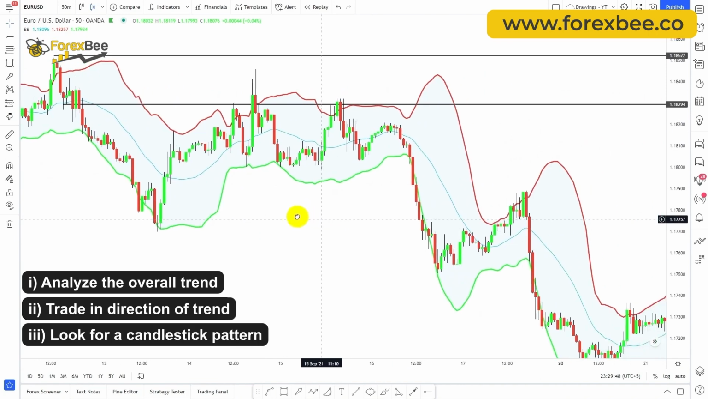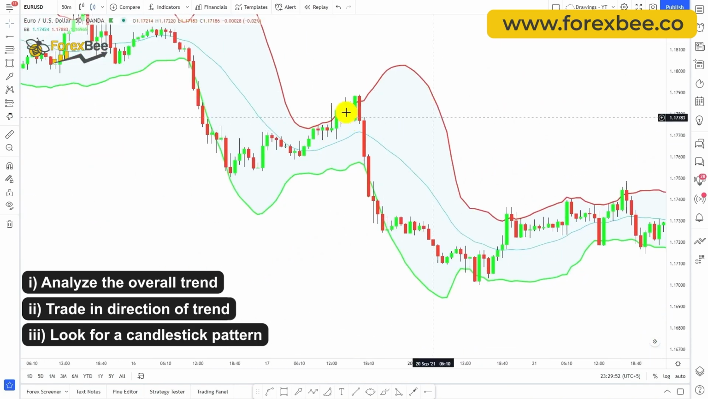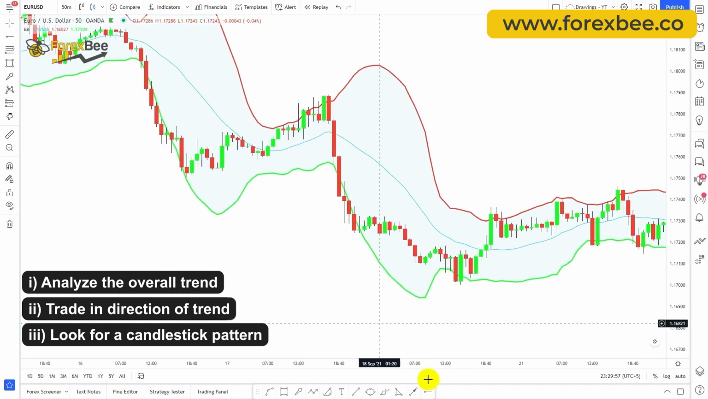So let me just go here. Okay, so here we can see the formation of this engulfing candle, and this is basically a bearish engulfing candle, okay. So first, the price is touching this upper band, and second, there is a formation of this bearish engulfing candle. So all of our three conditions are being met here: we need to see the direction of trend, we need to trade in the direction of trend, and we need to look for a candlestick pattern, okay.